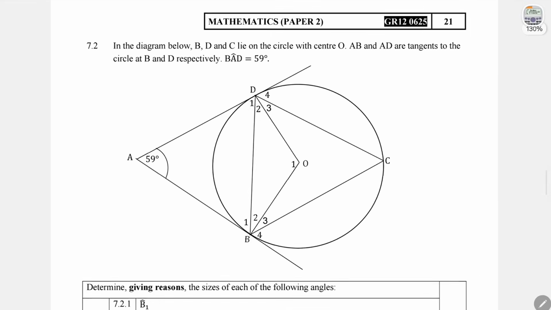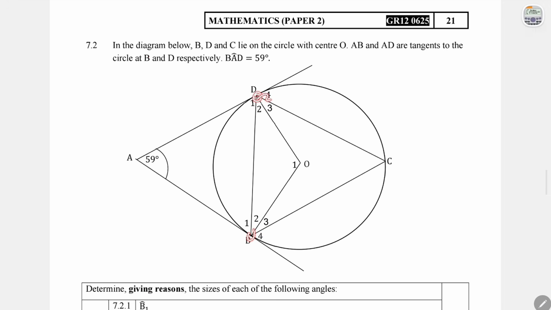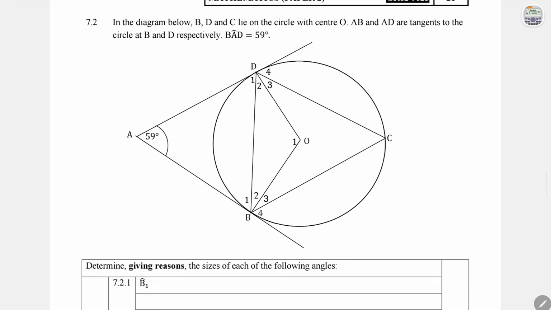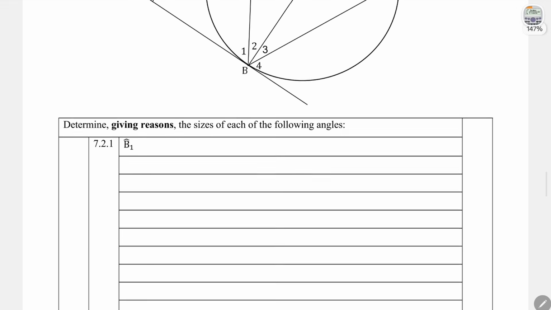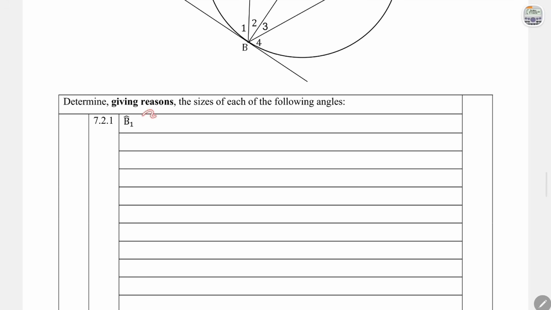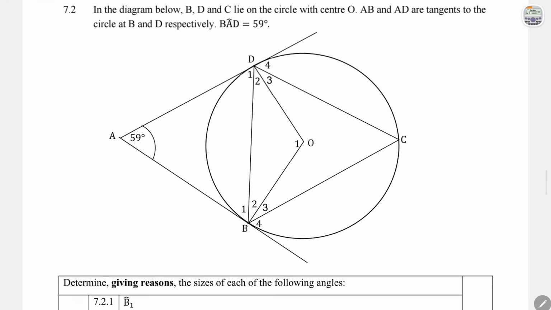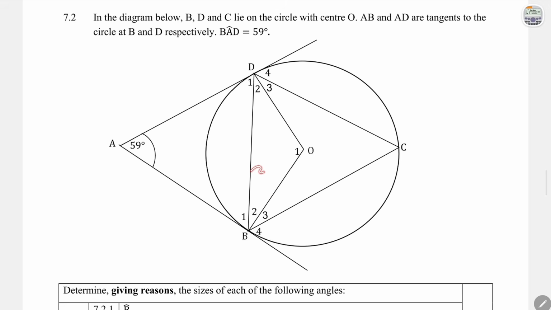Question 7.2 says, in the diagram, B, D, and C lie on the circle with center O. AB and AD are tangents to the circle at B and D respectively. And we're also told that angle BAD is 59 degrees. Determine, giving reasons, the sizes of each of the following angles. 7.2.1 says we need to find the size of angle B1. So let's look at where B1 is.